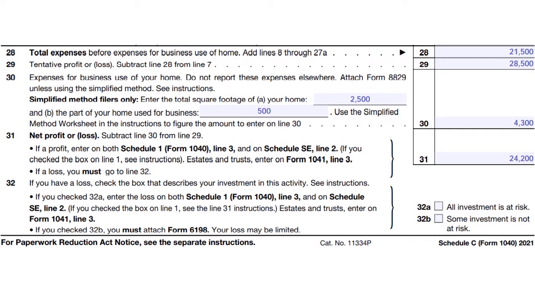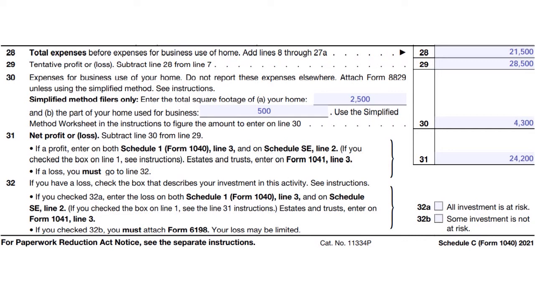Okay. And how did I get the 4,300? Very simple. You take total expenses, 21,500, and you multiply that by 20%, and you get 4,300. That's how we got that. So for your net profit or loss here, you have to subtract line 30 from line 29. Okay, so your tentative profit and loss, which is 28,500, you do minus 4,300, and that's 24,200. Yes, got the math right.